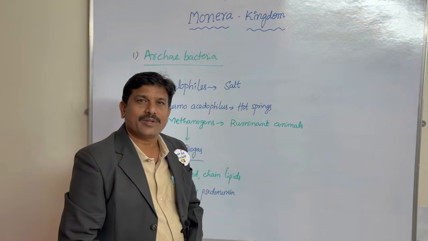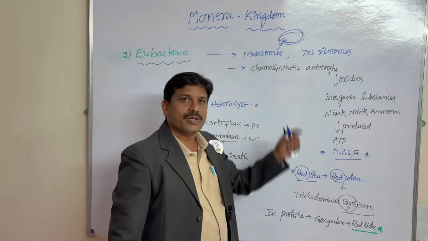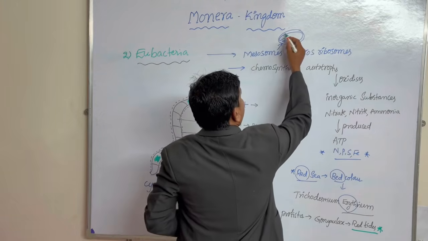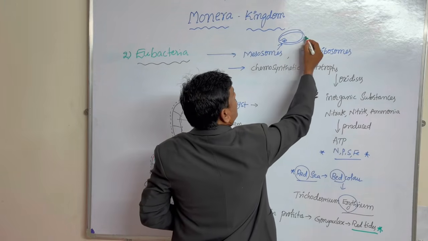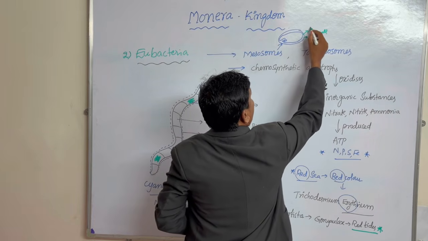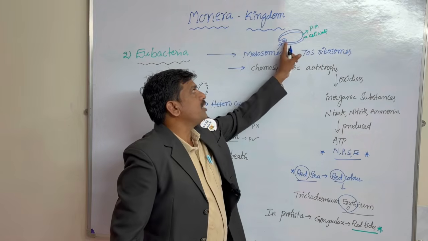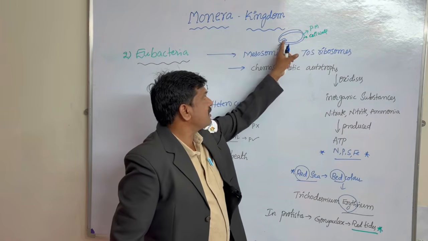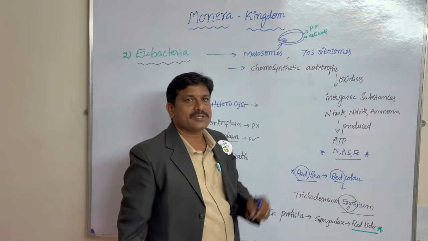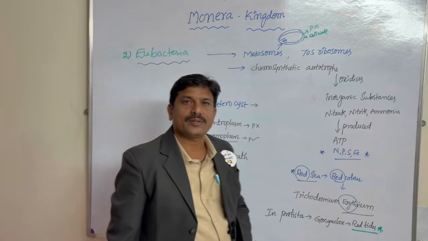The next one is Eubacteria. Bacteria consist of mesosomes. Mesosomes, take one bacterium. The bacterium is formed by a cell wall, and within the cell wall we have the plasma membrane. This plasma membrane shows an invagination-like structure that is called mesosome, and it contains 70S ribosomes. And chemosynthetic autotrophs are there.